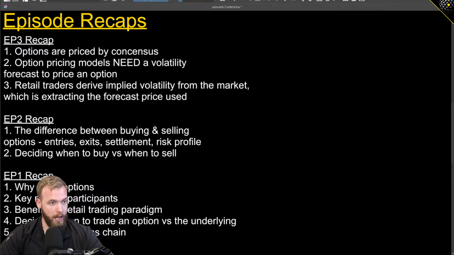We already talked about that we need a volatility forecast. I think we actually spent a while on that one. And we know that from a retail trading perspective, we derive implied volatility from the market. So there's lots of different pricing models. Again, we understand them and use them from a theoretical perspective, but from a practical application standpoint, none of it matters. Whatever is priced in the market is probably what the options are worth. That's the idea. Cool.